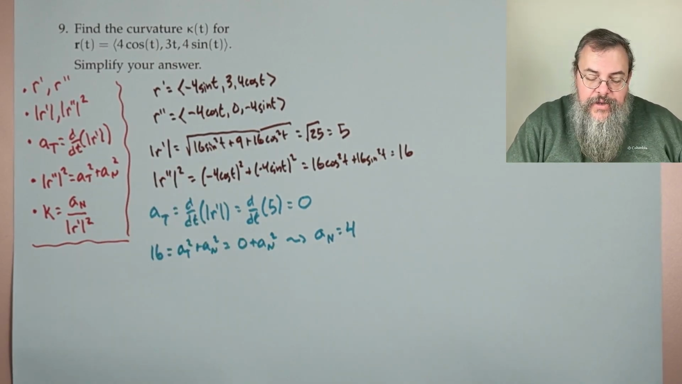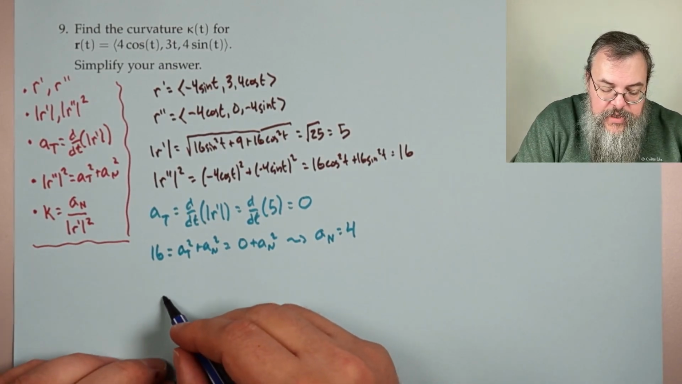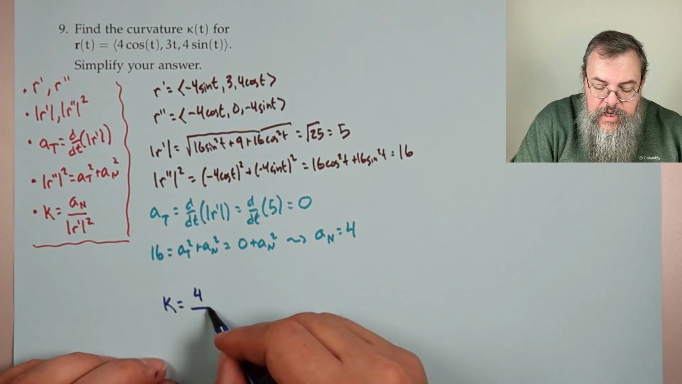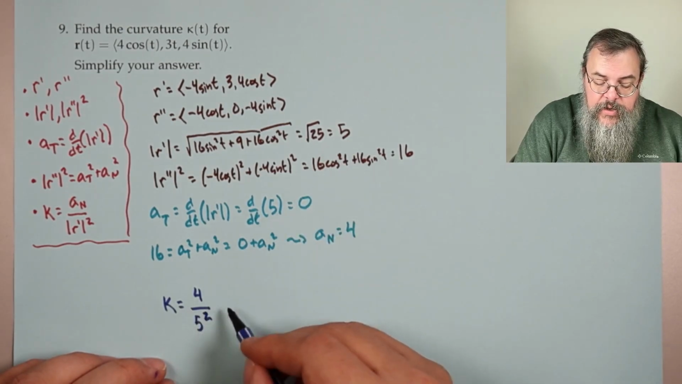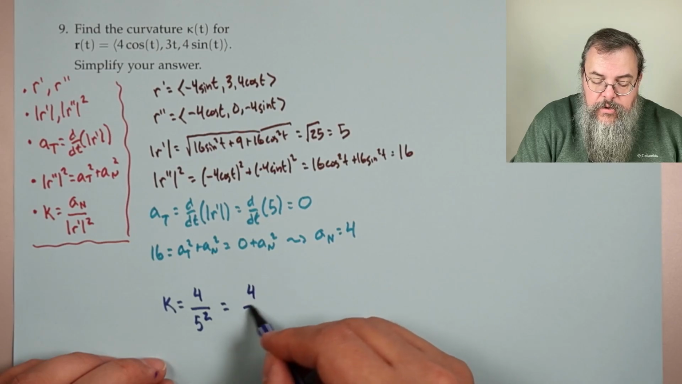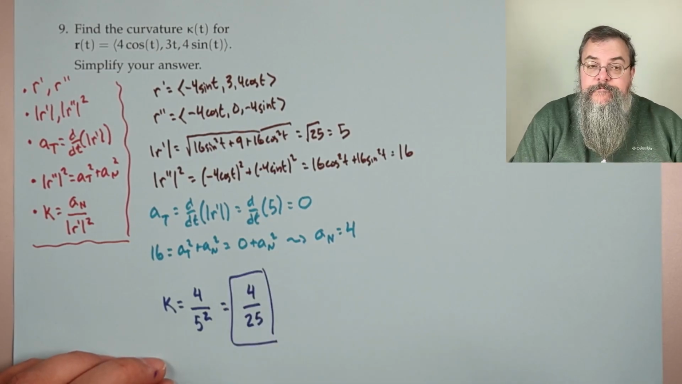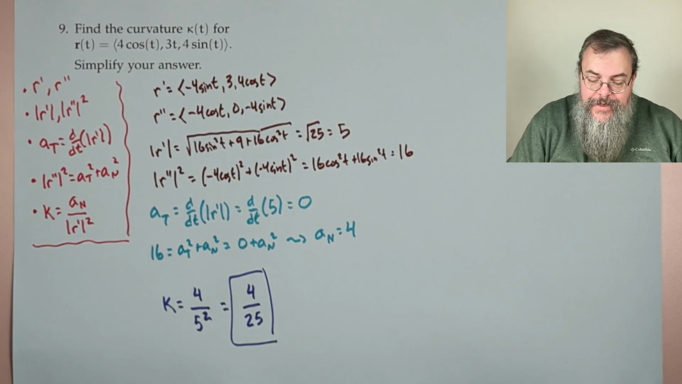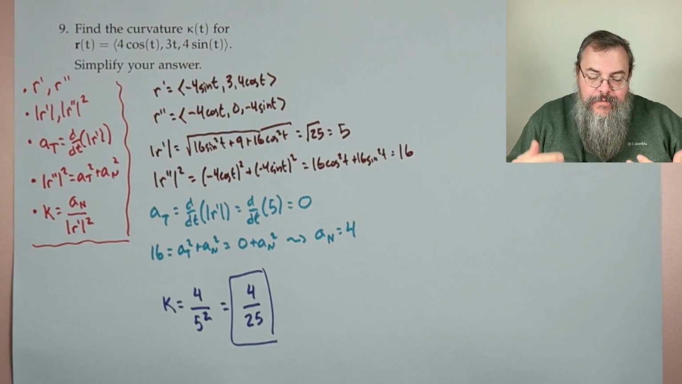And so we put it all together, and what do we get? Well, we get that our curvature, kappa, is a sub n, 4, divided by magnitude of r prime squared, or 4 over 25. And that's it. We're done. Okay, so yeah, it's not so bad for this one.